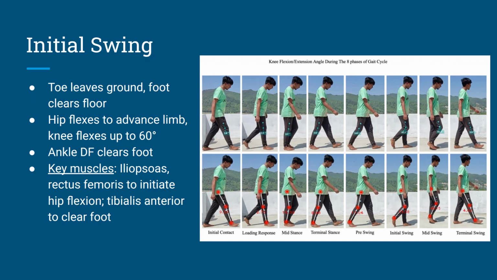Initial swing, limb advancement begins. Hip flexion and knee flexion create foot clearance. The key muscles are your iliopsoas and rectus femoris to initiate the hip flexion, and your tibialis anterior to clear the foot.